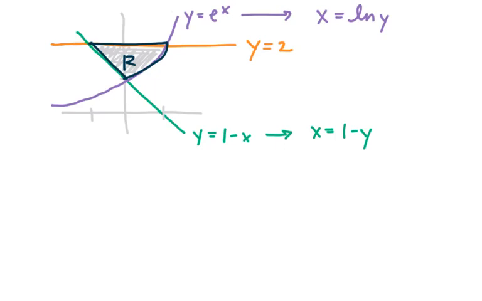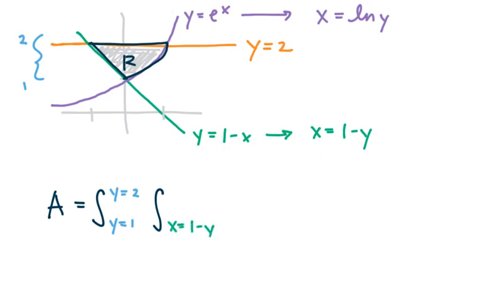So if I want to calculate the area, I'll set this up. I'm going to say that my y values here are between 1 and 2. So my first integral, I've got y equals 1, y equals 2. And then my second integral, my lower bound is x equals 1 minus y. My upper bound is x equals the natural log of y. And then, of course, we want to integrate this, dx dy.